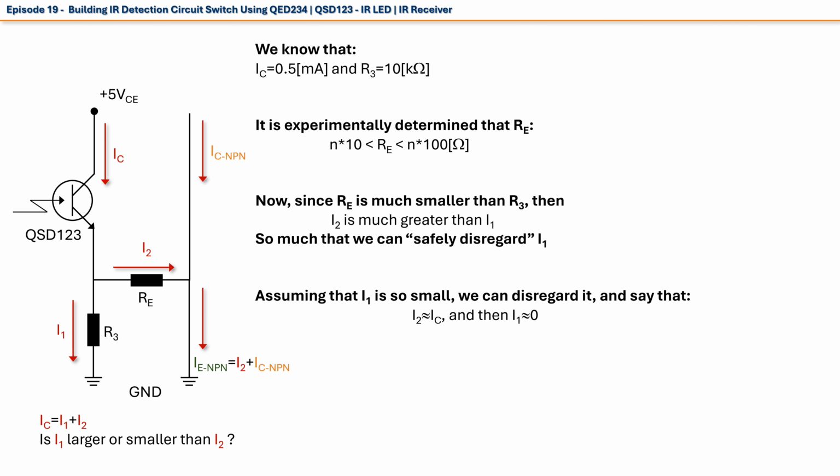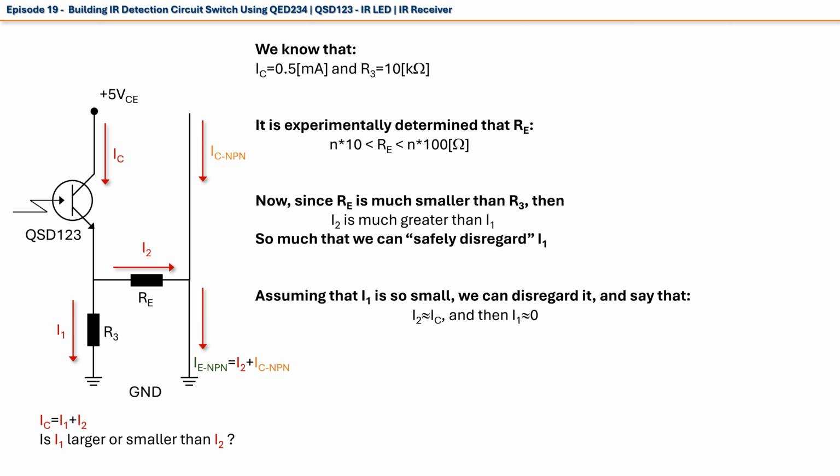We designed the circuit so that IC is 0.5 milliamperes and resistor R3 is 10 kiloohms. Now, when we power on the circuit, current IC will split into two currents, I1 and I2. The sum of I1 and I2 must be IC, or current laws fly out of the window. What we do not know is the resistance of RE.